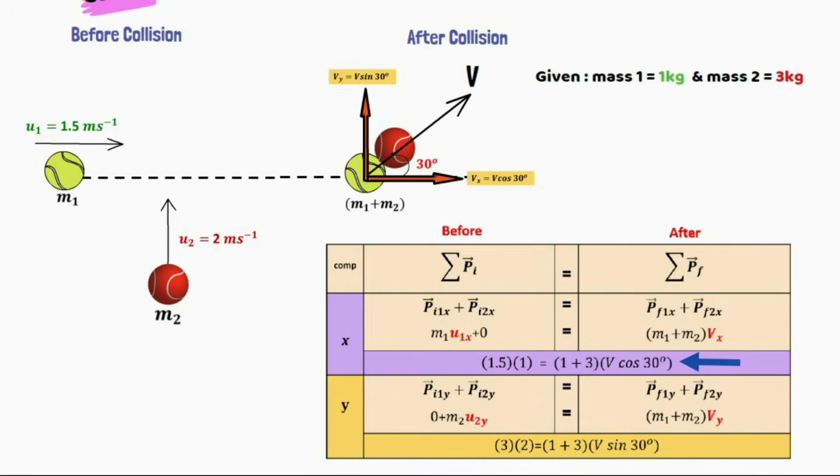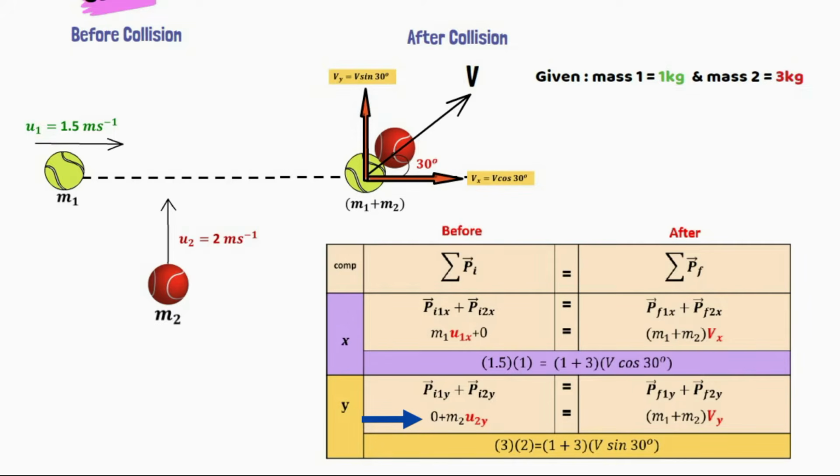So finally, the equation of momentum, equation akan jadi 1.5, which is the initial speed of M1 times the mass M1 equal to 1 kg equal to 1 plus 3, the mass of mass 1 and mass 2, where Vx is equal to V cos 30 degree. Dan yang berwarna kuning itu adalah untuk Y component.